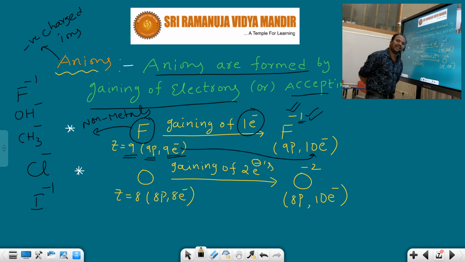Generally in anions you should observe that compared with the proton number, which number is more? The electron number is more. In cations, compared with the electron number, which is more? The proton number is more. That's why they get a positive charge. Here, compared with the proton number, the electron number is more. That's why it gets a negative charge.